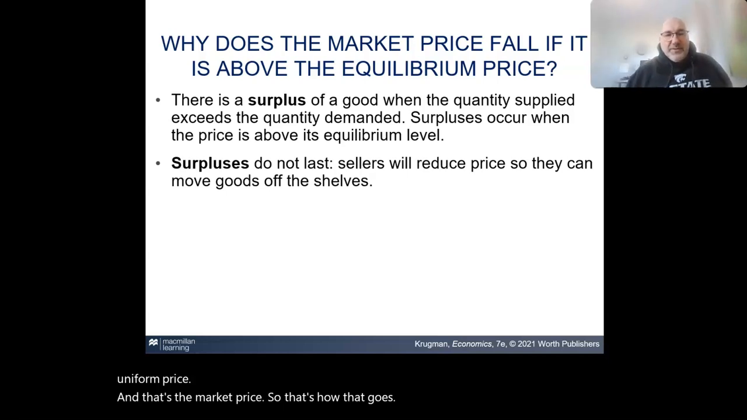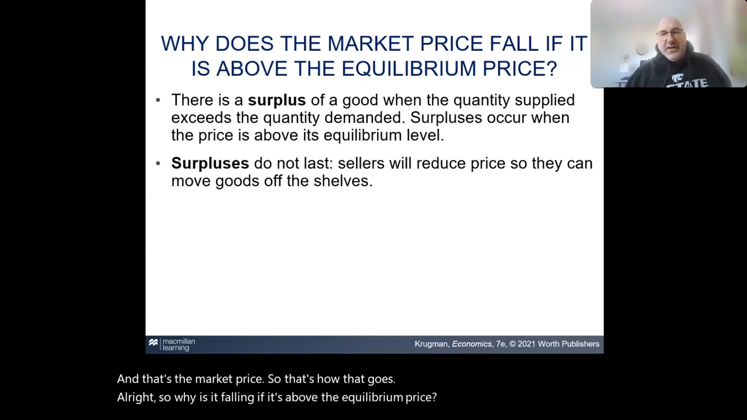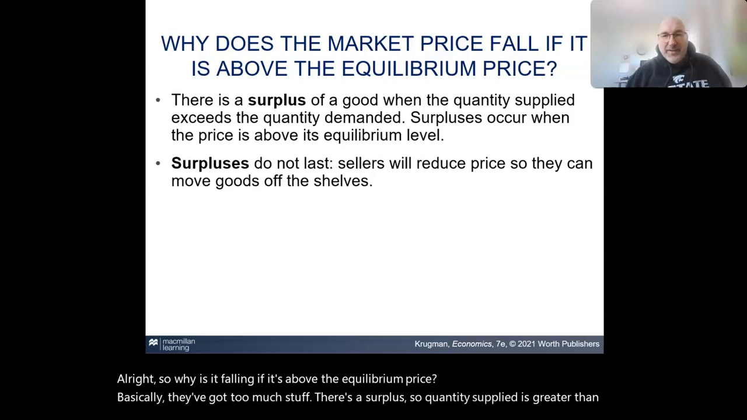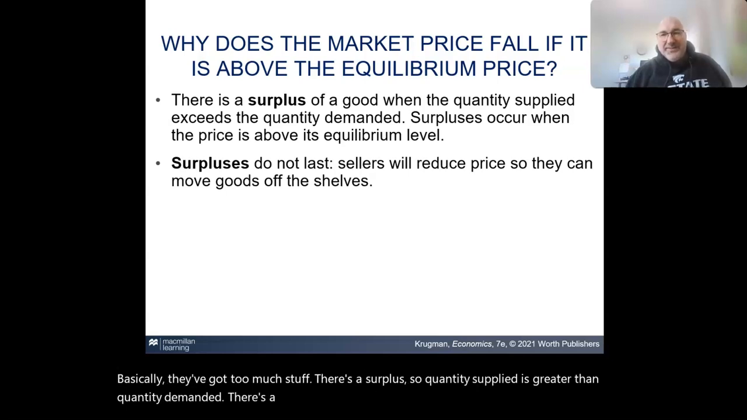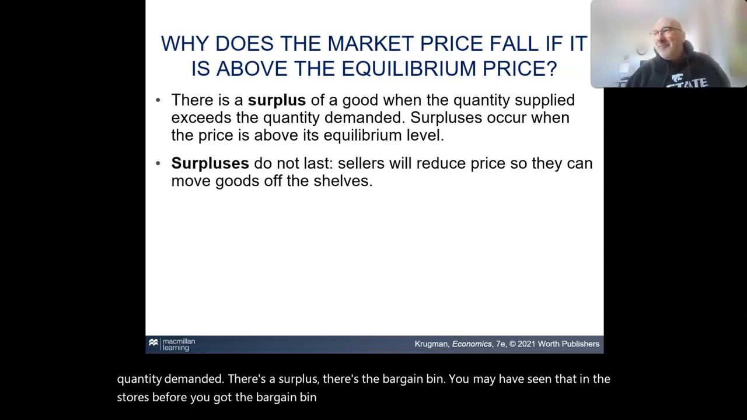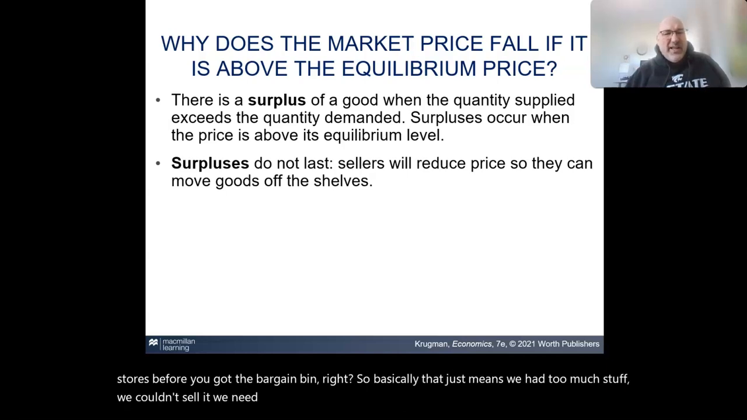So why is the price falling if it's above the equilibrium price? Basically, they've got too much stuff. There's a surplus. So quantity supplied is greater than quantity demanded. There's the bargain bin. You may have seen that in the stores before. Basically, that just means we had too much stuff. We couldn't sell it. We need to get rid of it. And how do we get rid of it? We put it on sale.